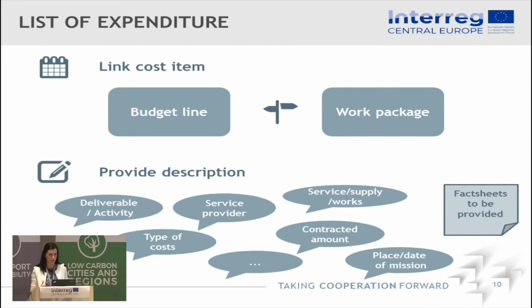Sometimes there are bigger contracts and you have several invoices over more than one period. So it is also required to give the contracted amount, so the national controller can see what was the amount of the contract, to see which public procurement rules apply for this contract, or for travel, the place and date of the mission. But as you've been informed already before, there will be specific fact sheets giving information on which description to provide for each budget line. So you will be really informed in detail what is required for each budget line.